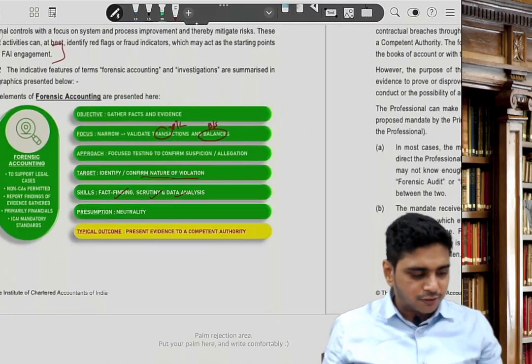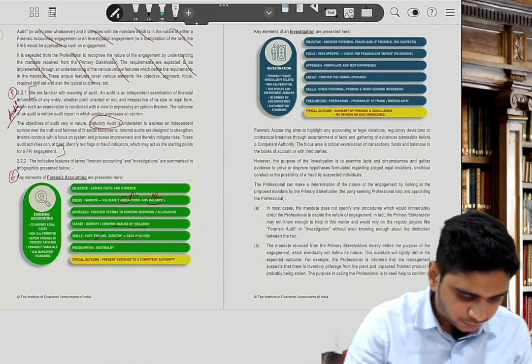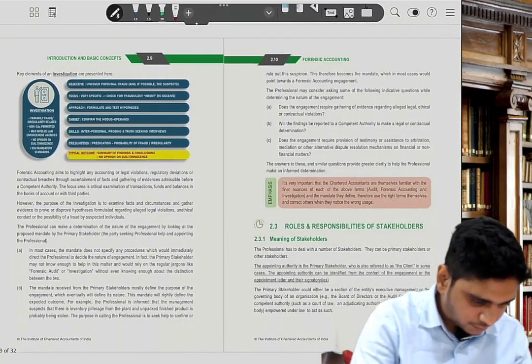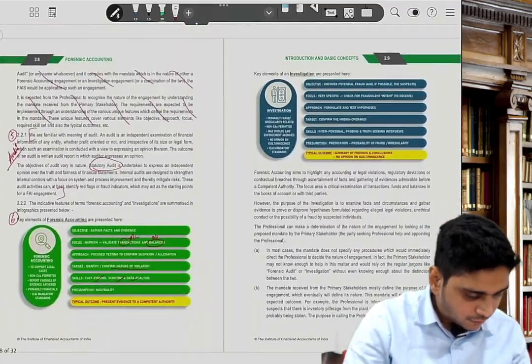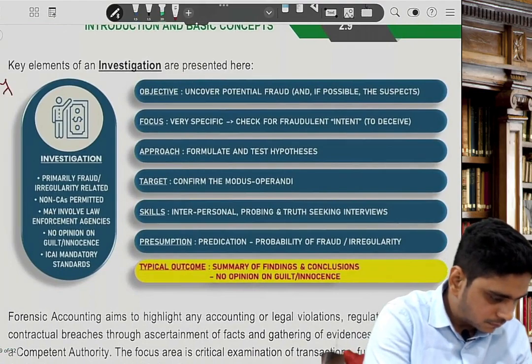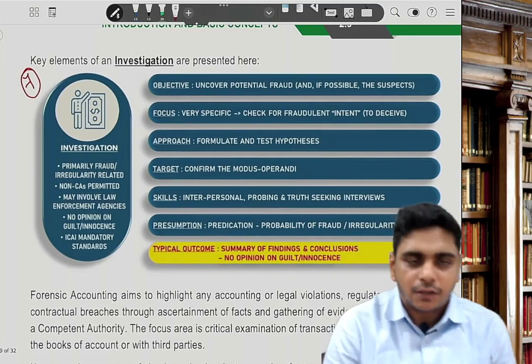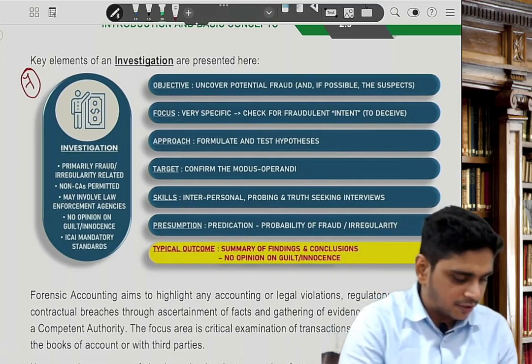Okay. So this is forensics. Now investigation. So 5, 6, this becomes my seventh answer. Sir, investigation. The key elements of investigation are here.